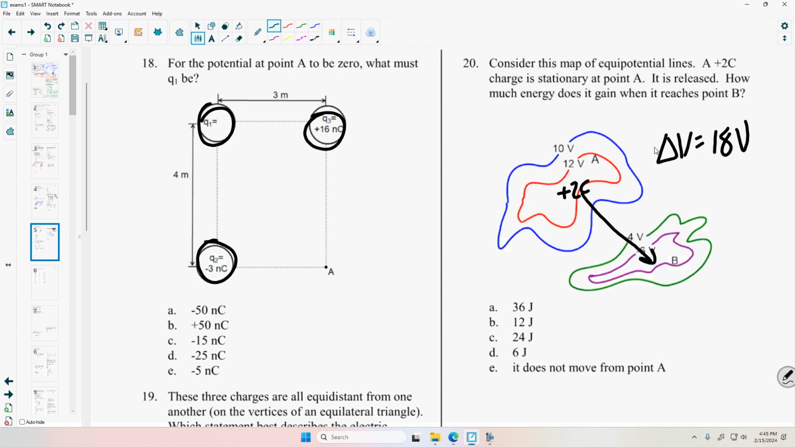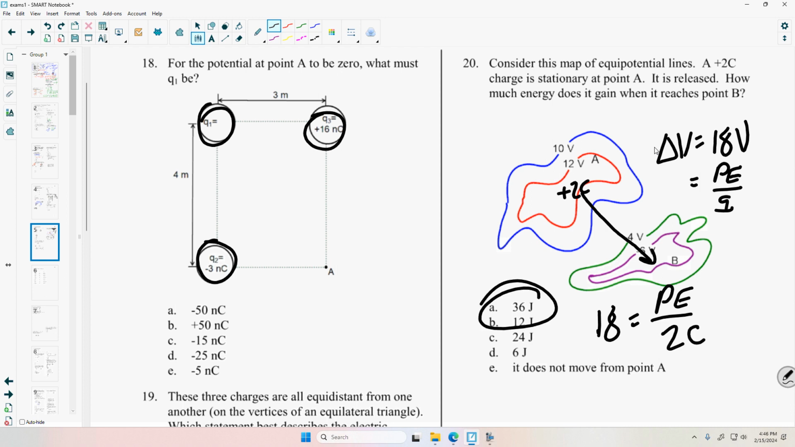And if I want to know the energy, remember that potential is energy over charge. So I'd say 18 is equal to PE over Q. And Q in this case is 2 coulombs. So the energy then is 36 joules. It is going to gain that much energy as it rolls down that hill, that potential well. Not actually rolling, but we can think of it in that way, like a ball rolling down the mountainside.